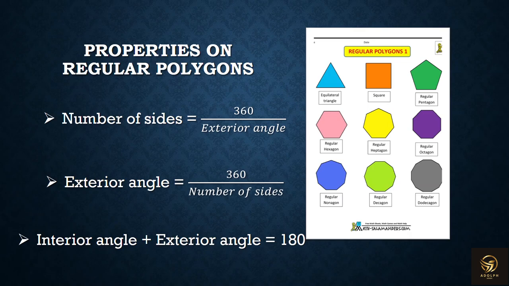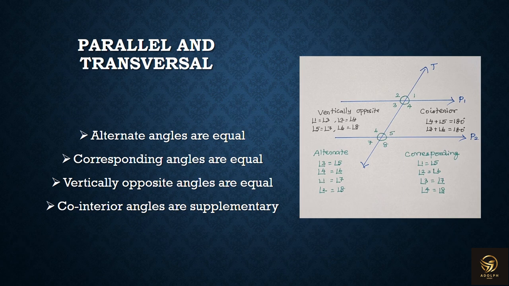So here we finished the properties on regular polygons. Let's go to the next slide. It is parallel and transversal. So what does it mean by parallel and transversal? When two parallel lines are intersected by one non-parallel, non-vertical line, eight angles are formed and they are all interrelated. All the odd-numbered angles are equal, even-numbered angles are equal, and an odd and an even add up to 180.